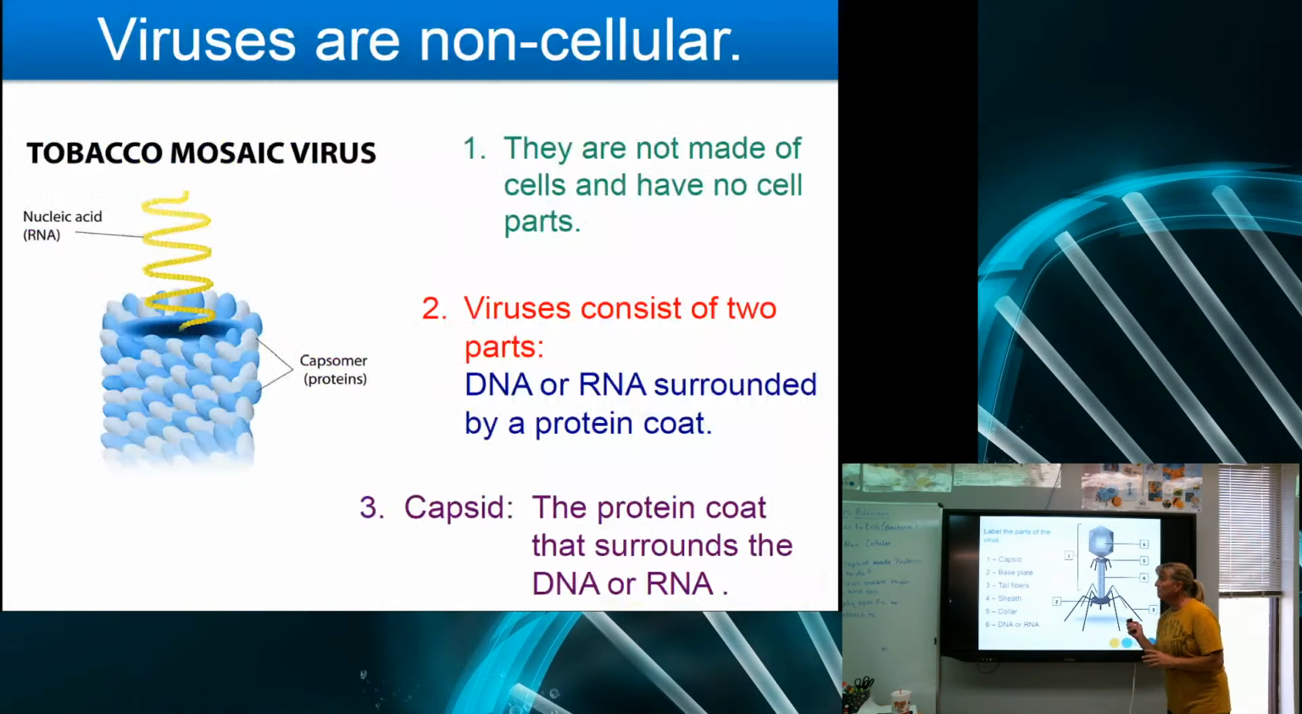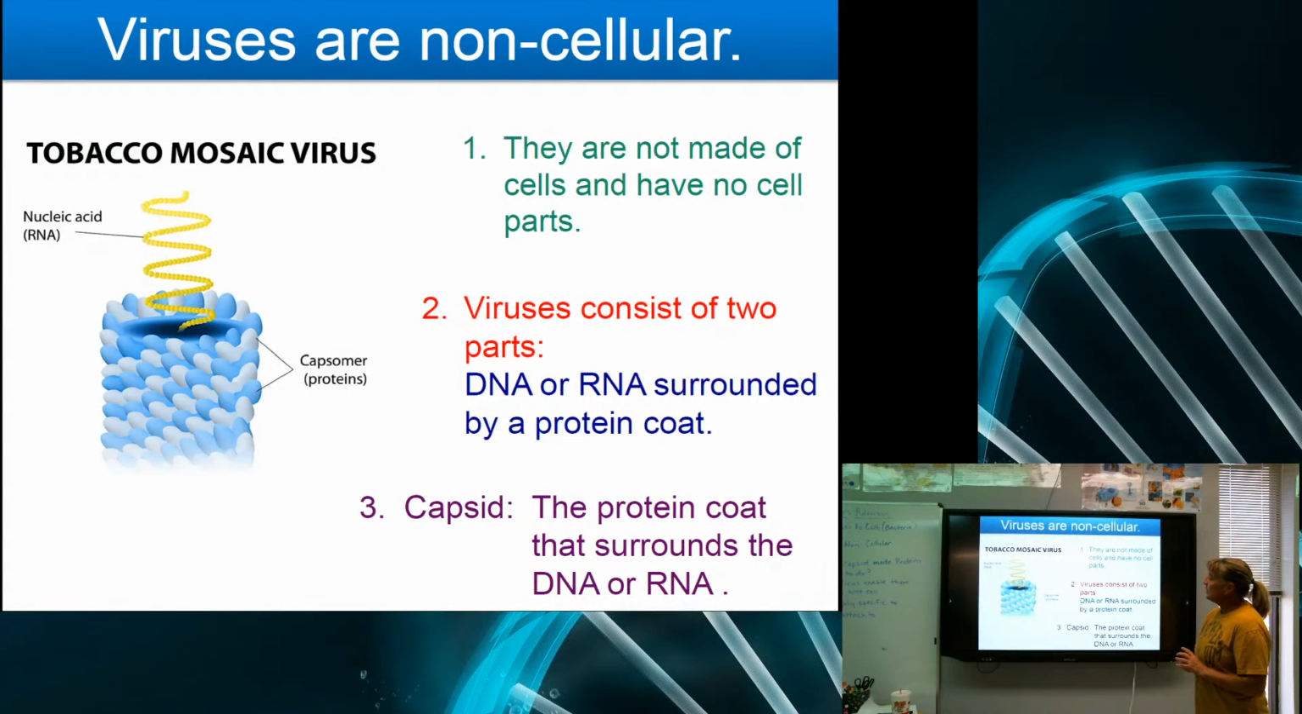Alright, let's move on. Here is the tobacco mosaic virus. I believe that was the first virus isolated. It affected tobacco plants. Notice it has the protein coat, the little squigglies representing the DNA or the RNA.